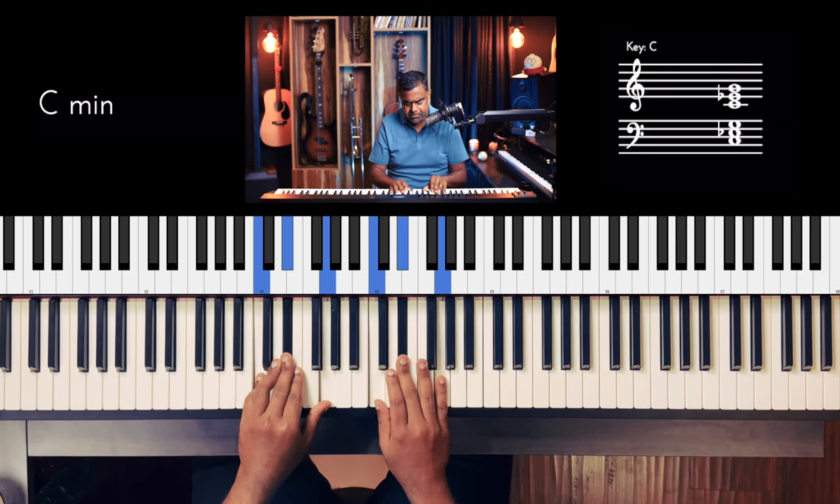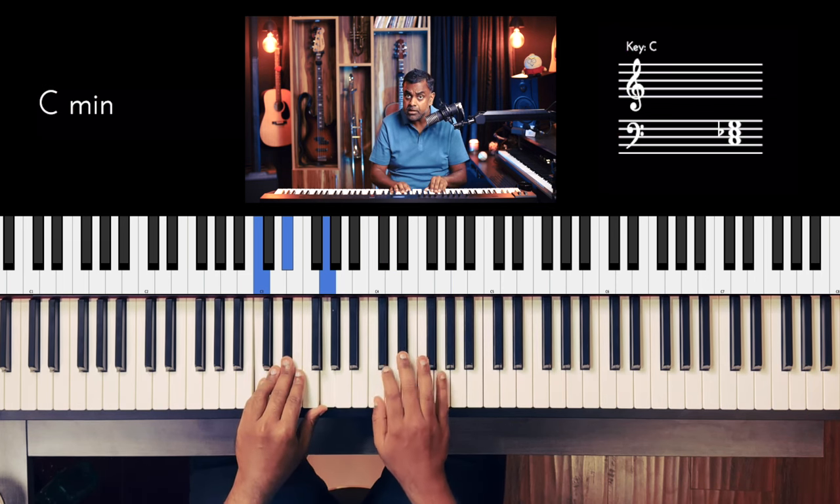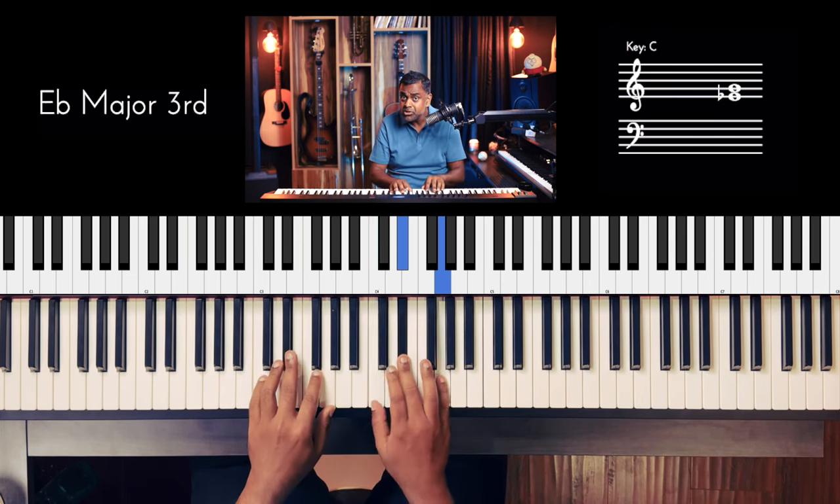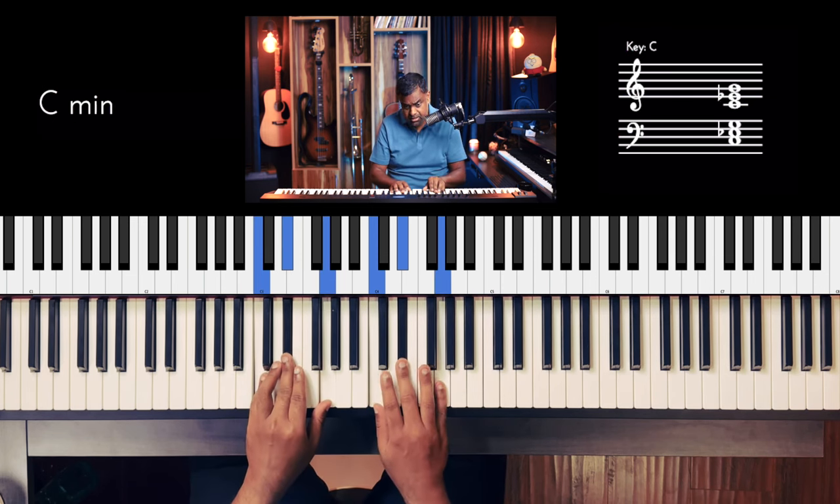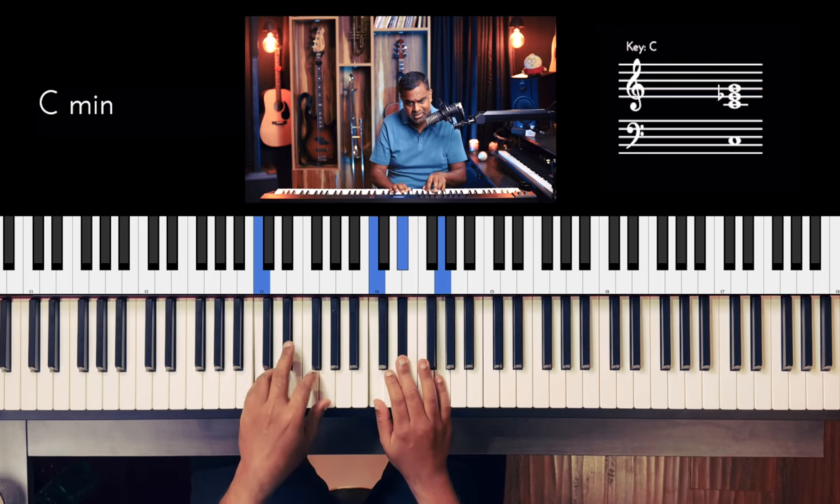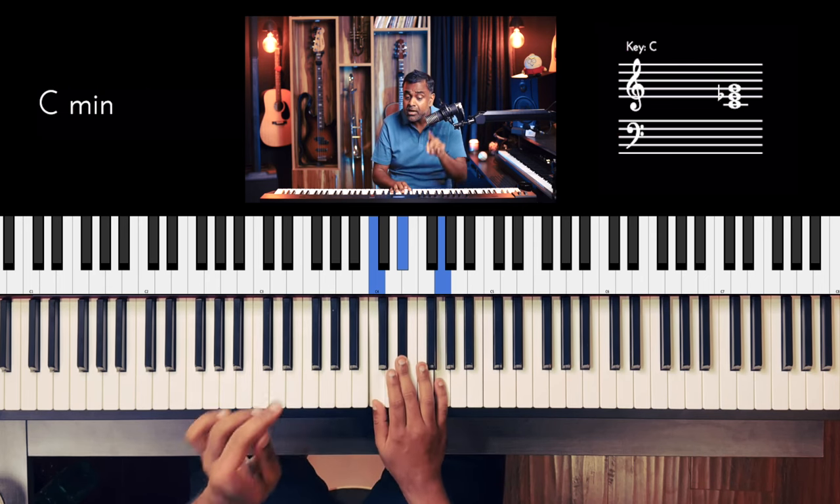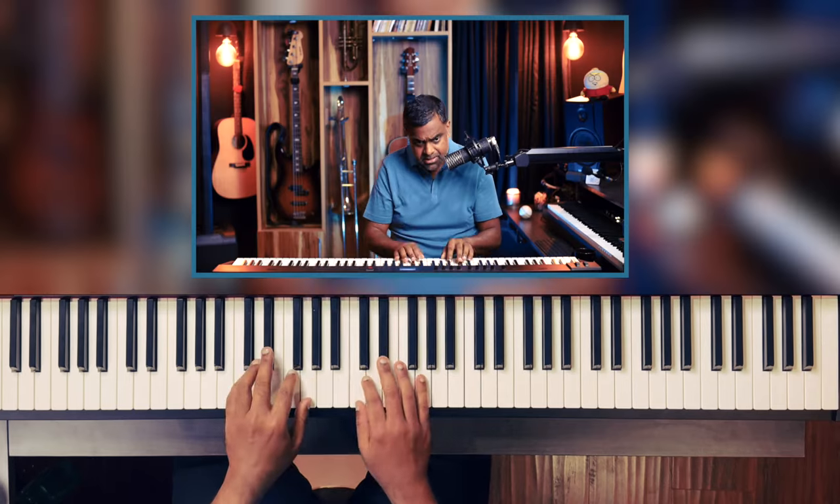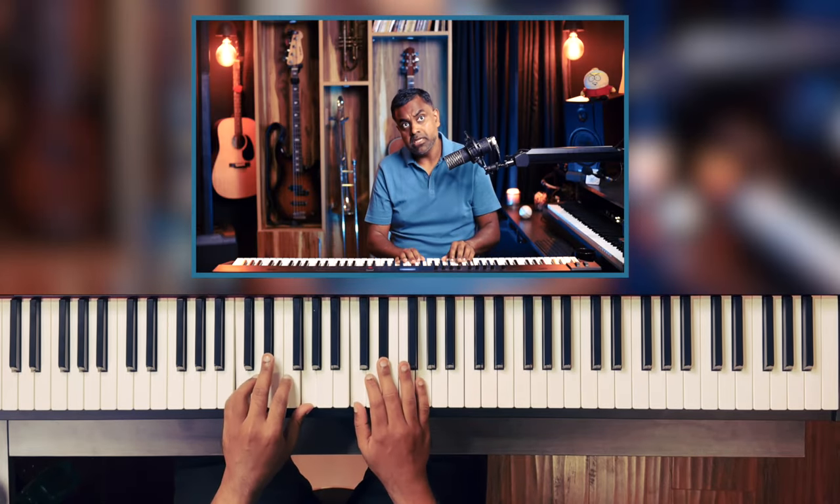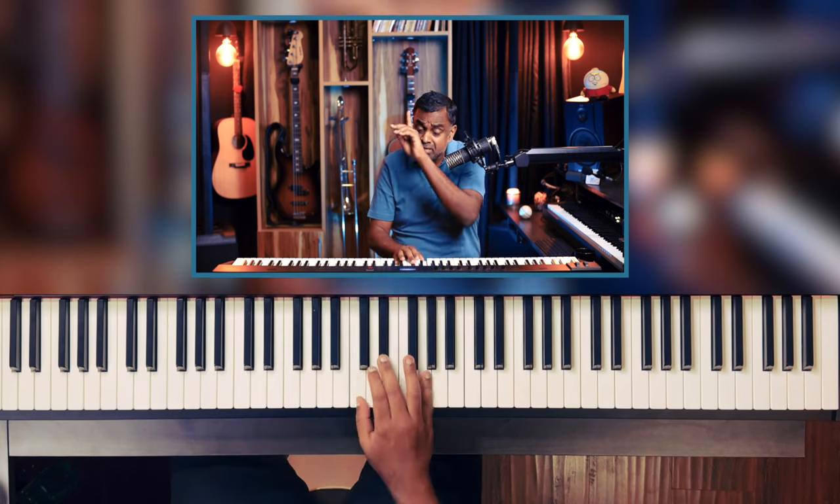So let's put this into practice with all of our arpeggio patterns. First off, LMHML: sa ga pa ga sa. If you want to do it higher: sa ga pa ga sa. Then LHMHL: sa pa ga pa sa.